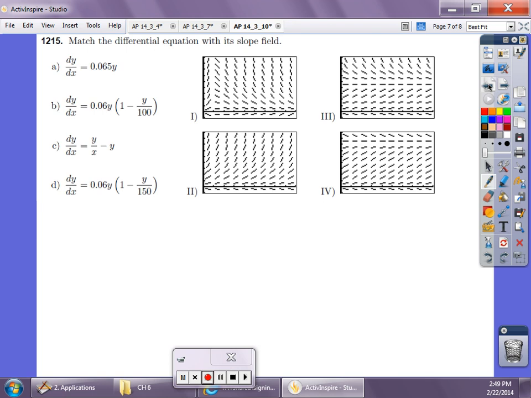Most of the times your slope fields on the AP always have units, and it does help a lot to have units. So I'll just do another example on another day.